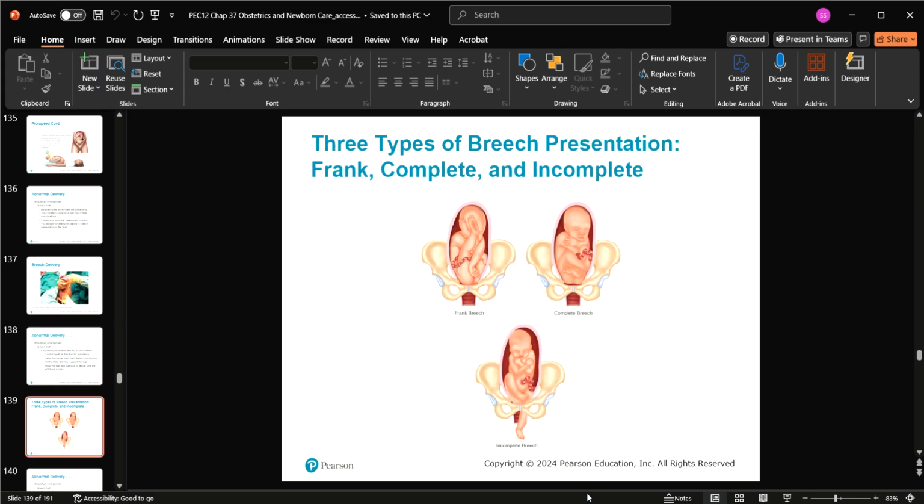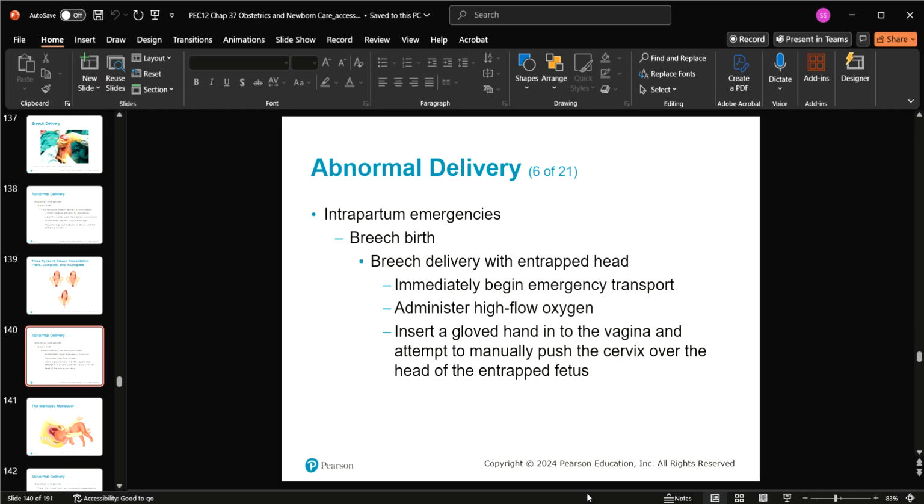So these are the 3 types of breech presentation. We have the frank, the complete, and then the incomplete, where we have just one leg sticking out. Frank is where one leg is up, and that type of delivery is near impossible. They're probably going to need a C-section. Begin high flow oxygen and emergent transport.